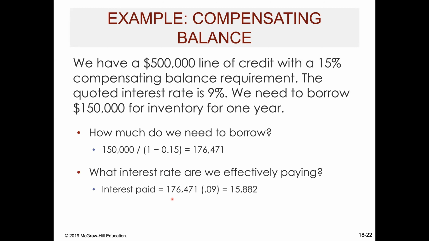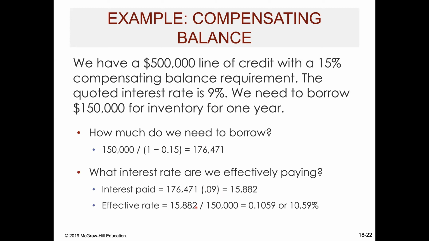Well, the interest paid, we're going to pay it on the full amount. So we've borrowed this 15% that sits in an account doing nothing. And so we've got 176,000 times the 9% interest rate. So our interest paid is 15,882. What is the effective rate?